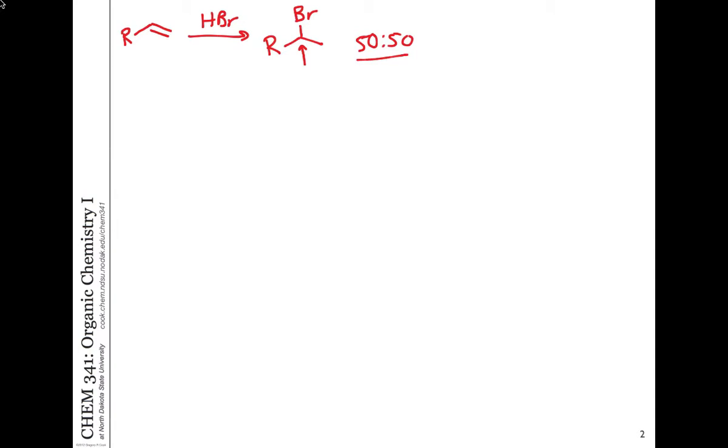There's no way to control one way or the other because, if you remember, this reaction occurs first by protonation to form a carbocation, which is planar. That planar carbocation then can have the bromide add from either side equally. There's no difference in the top or the bottom in terms of the energy. There's no difference in the steric environment. The only way you can alter that is to have something else asymmetric, making it somehow different.